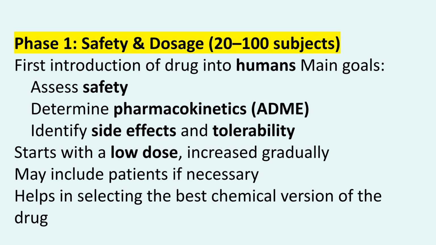Phase 1 focuses on safety and dosage, usually involving 20 to 100 healthy volunteers. Why small? This is the first time that the drug is tested in humans, and testing it in a large number of humans is not allowed. This test is conducted to assess safety, determine pharmacokinetics, and identify side effects and tolerability. The trial starts with a low dose and increases gradually.